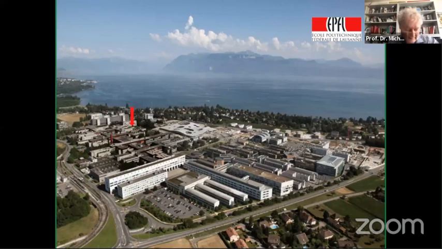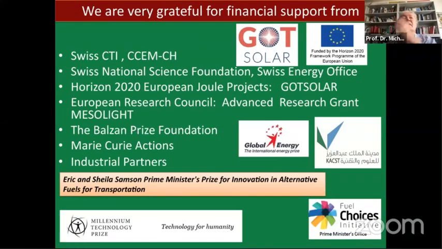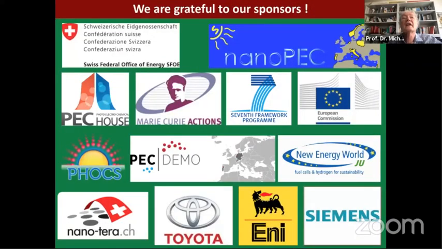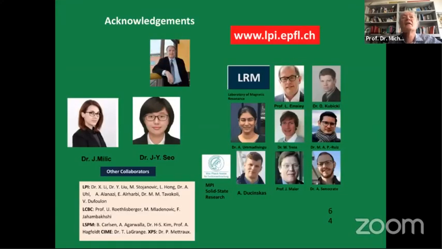So with that, I think I should stop. And now I have to give credit to, first of all, the EPFL that is hosting our research group. You see the beauty of the Alps behind and Lake Geneva. Here's our laboratory in the corner. Our funding agencies: European funding, Swiss funding, some prize funding. And so, yeah, this has helped us to develop our research, and some companies also supported our research. And here comes some acknowledgement.